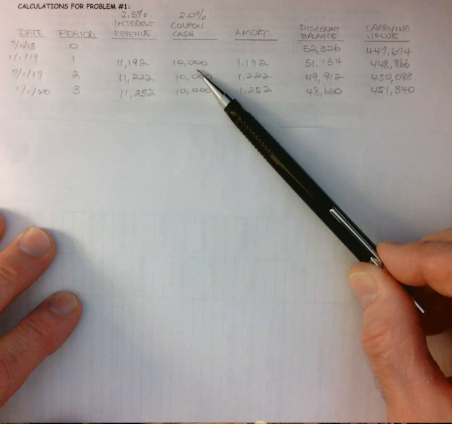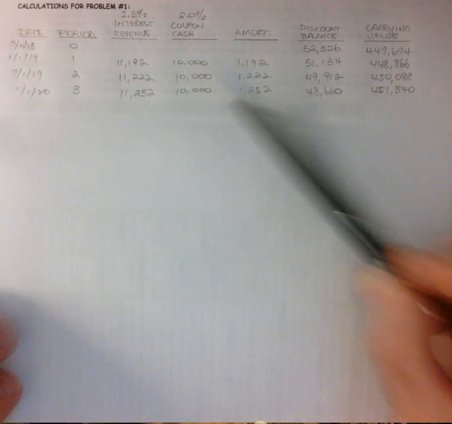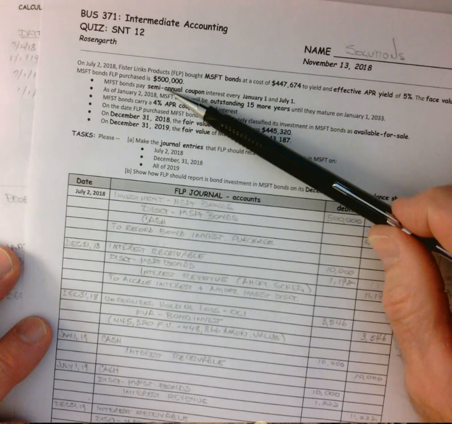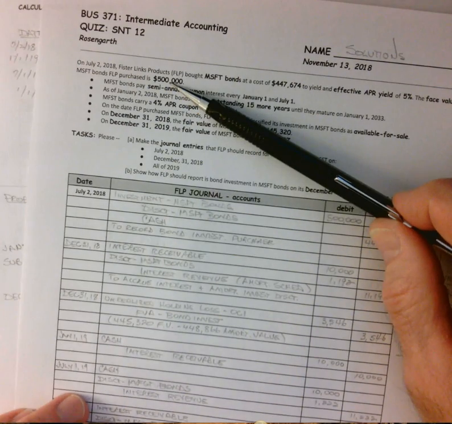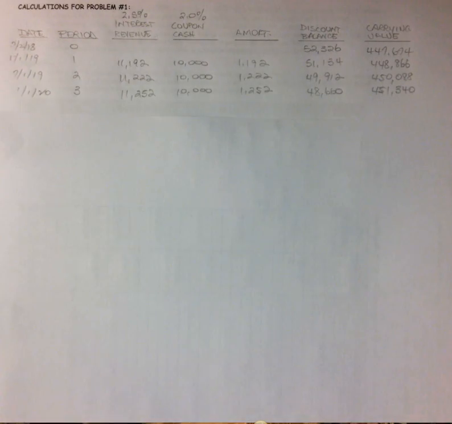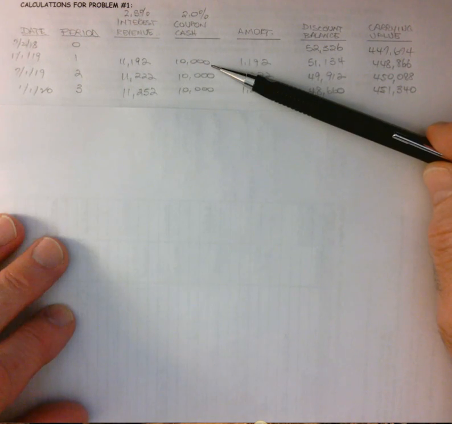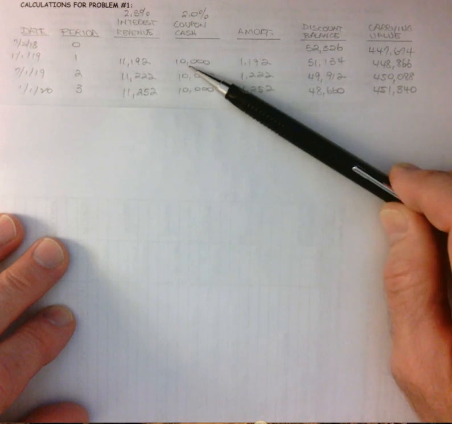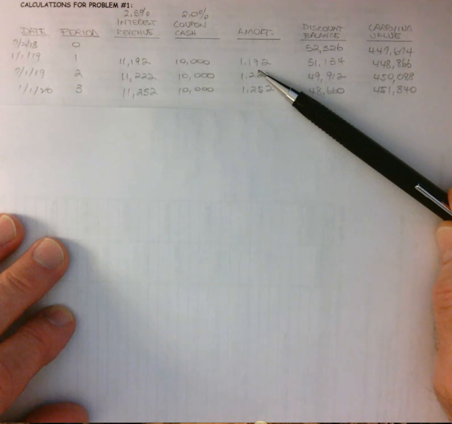Coupon interest is determined based on the face amount of the bonds, which would be $500,000. So $500,000 times 4% times 6/12 of a year would give us $10,000 as the coupon cash that the business would receive on January 1. The difference between interest revenue and coupon cash would be the amortization of the discount.